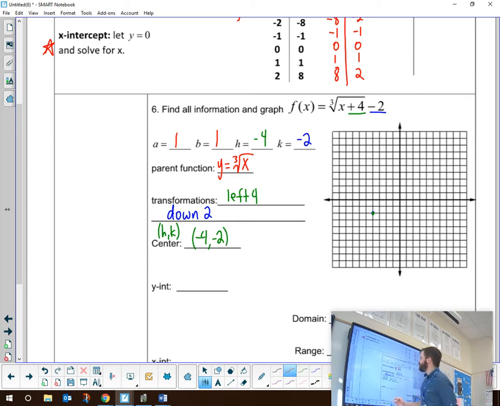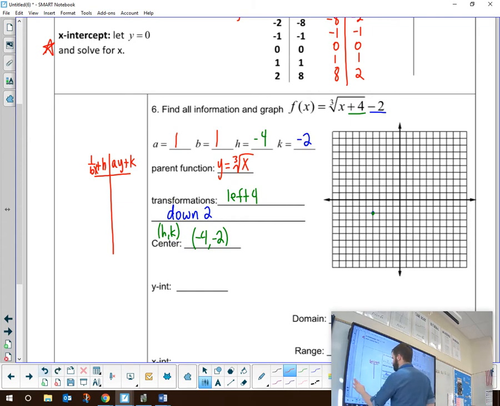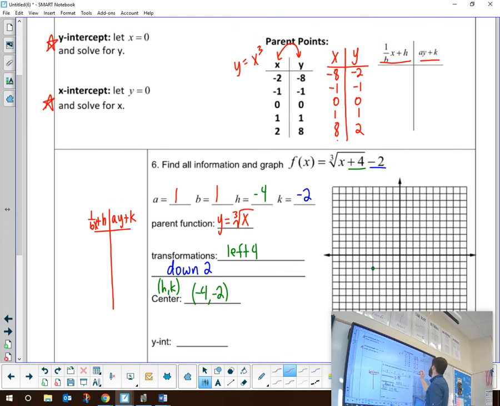Then we can stop and we can try to find some points. We're going to remember 1 over b plus h. For my x is 1 over b, x plus h, and a times y plus k. Well, the great news is I don't have a b, I don't have an a, so we're just going to manipulate with h and k. So we're going to take each one of my points in my parent points right here, and we're going to add h to each one. So let's see what happens if I do that.